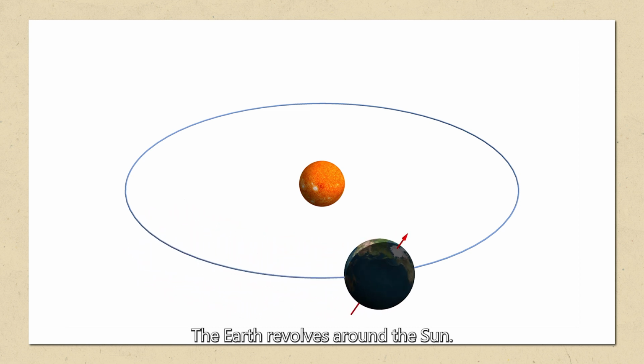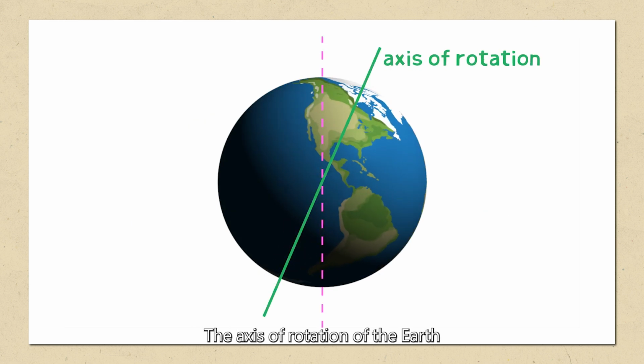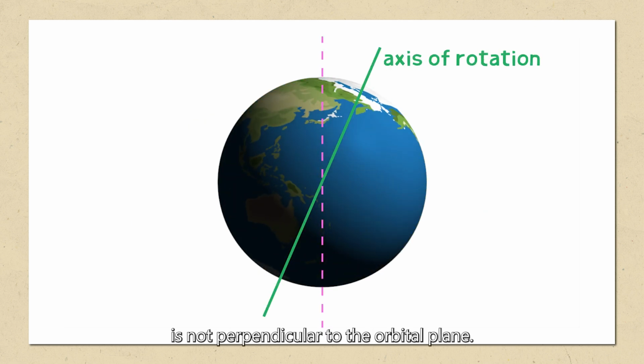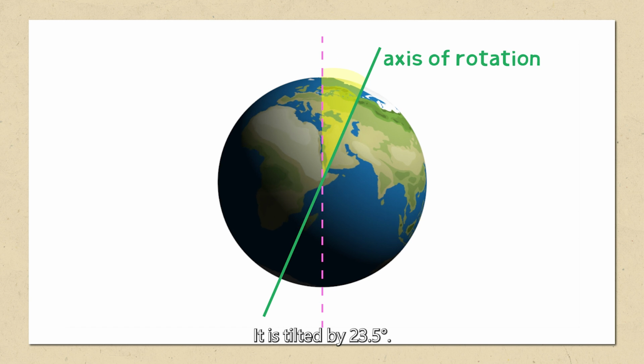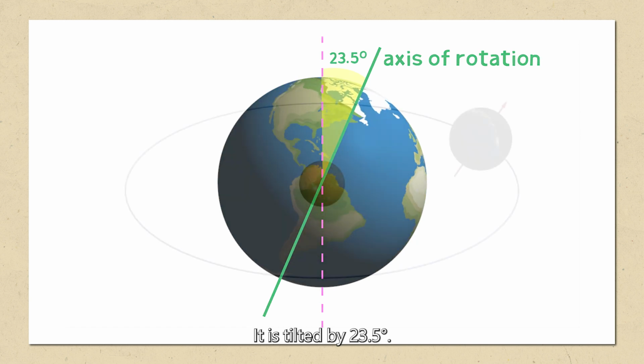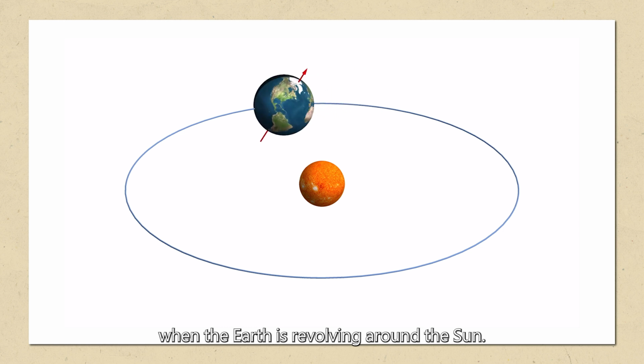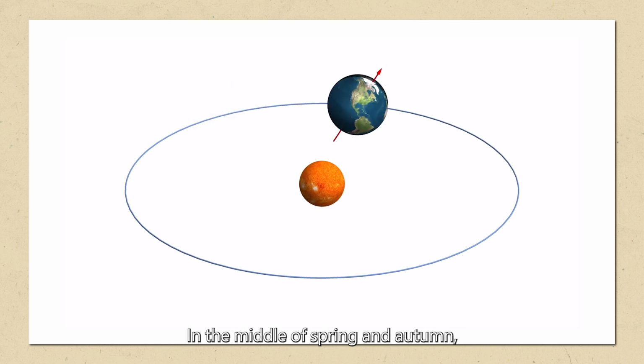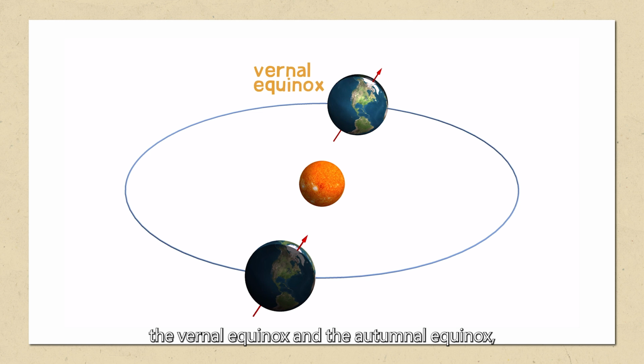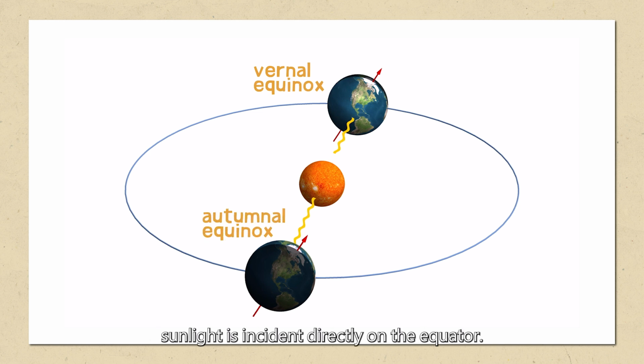The Earth revolves around the Sun. The axis of rotation of the Earth is not perpendicular to the orbital plane. It is tilted by 23.5 degrees. This tilting angle doesn't change when the Earth is revolving around the Sun. In the middle of spring and autumn, the vernal equinox and the autumnal equinox, sunlight is incident directly on the equator.